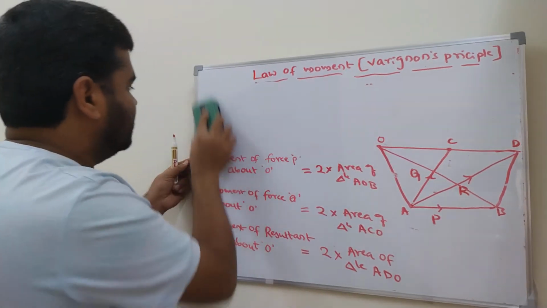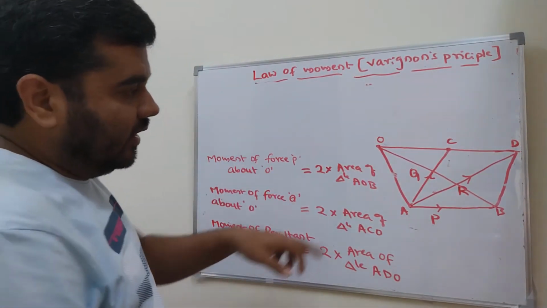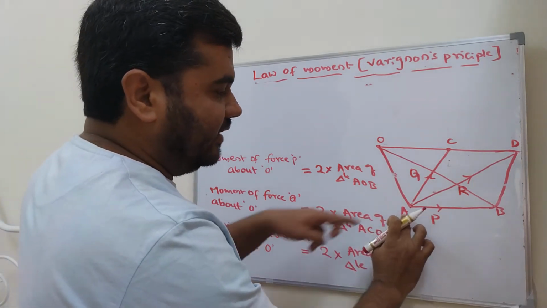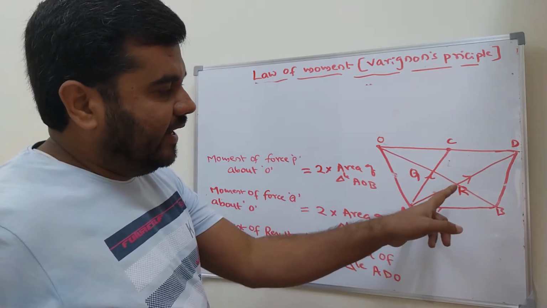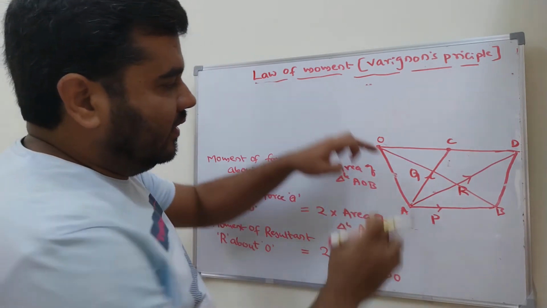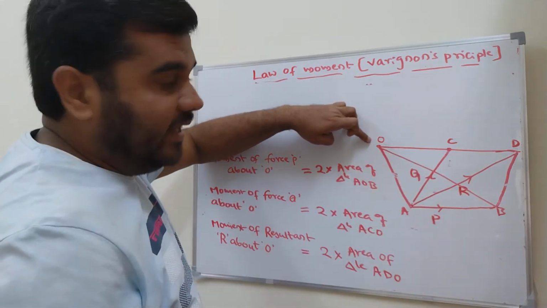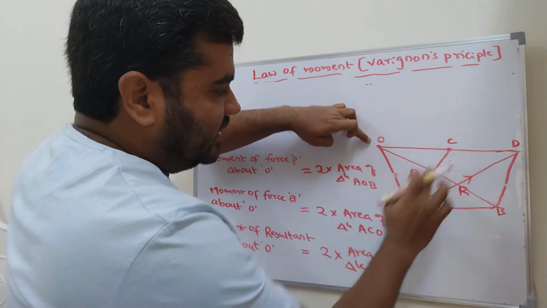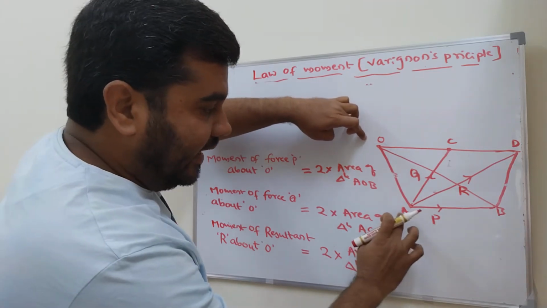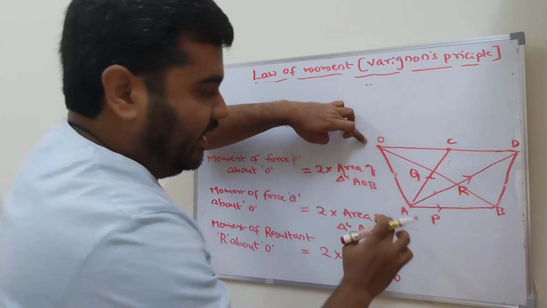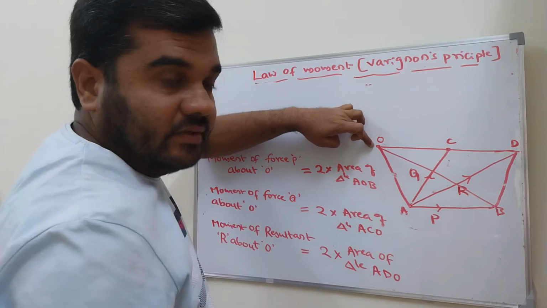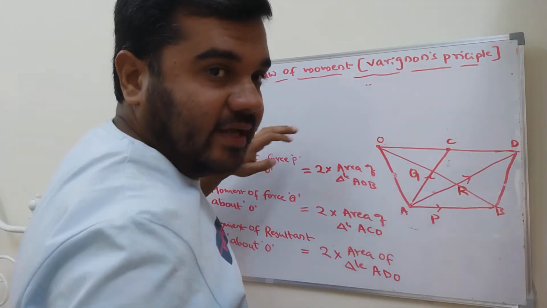I'll go here one by one, just concentrate here. Now the moment of the resultant is 2 times the area of ADO. How will we represent the area of ADO here? The area of ADO is nothing but the area of OAC plus the area of CAD, right? Will you agree? Once again I'll explain. The area of ADO is equal to the area of OAC plus the area of CAD. Can I write that?